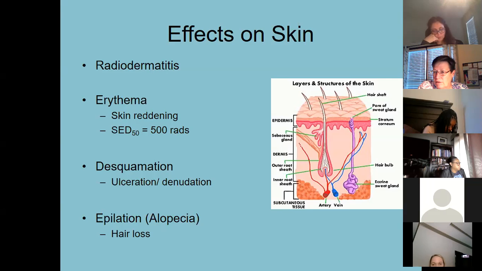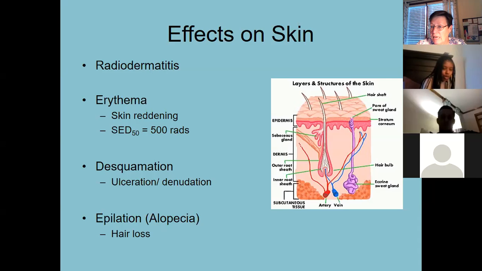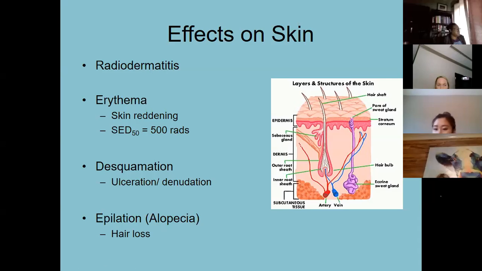So if we think about the function of the skin, it is a barrier. It protects us from outside invasion. If the skin is irradiated, a number of things can happen, one of which is radiodermatitis. So what does that mean, radiodermatitis? Inflammation of the dermis from radiation. Inflammation of the skin caused by radiation exposure. Remember, anything with an itis is inflammation.